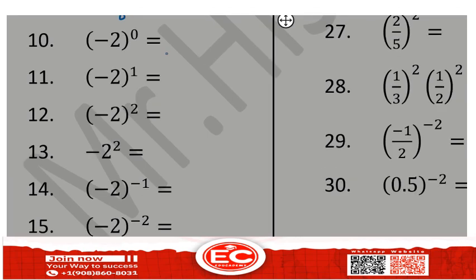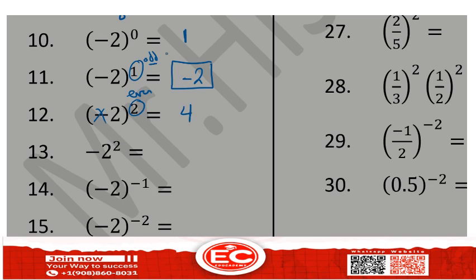Negative 2 to the power of 0 is equal to 1, as we said that anything to the power of 0 is 1. Here the power is odd, so negative 2 power 1 is the same number. Positive, we write it as positive; negative, we write it as negative. Negative 2 and the power is even, ignore the negative. So it's 2 power 2, which is equal to what?